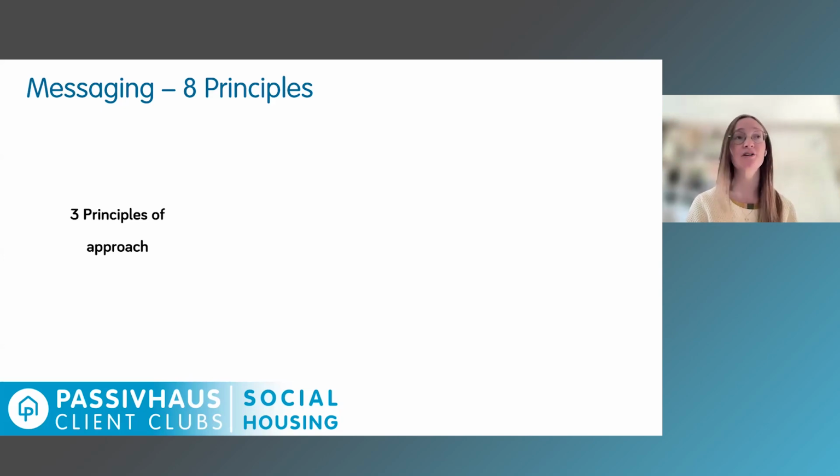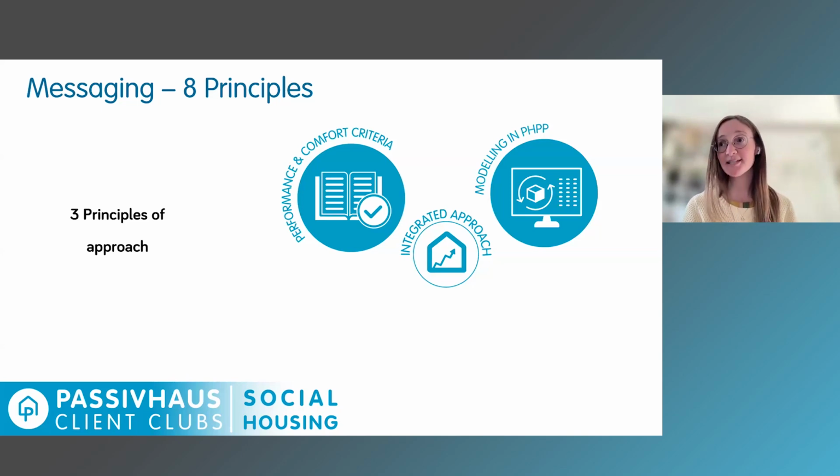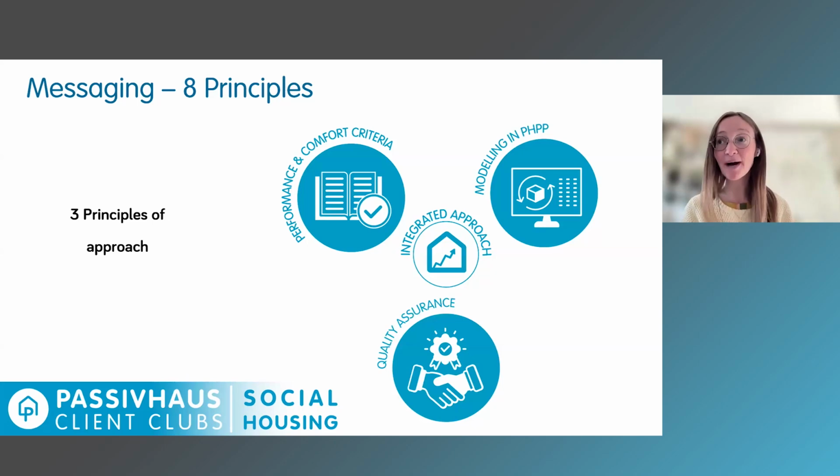So there's the 3 core principles of approach to create this integrated approach to delivering Passive House. The first is the very specific performance and comfort criteria, which we know if we deliver it, the building will be able to perform. We model our buildings in a very accurate tool, the PHPP, which allows us to know that we can meet those performance criteria and comfort criteria critically for the occupants. And that helps us to do that in the most cost-effective way if done well with an experienced consultant team. And then we have the quality assurance, and this is one of the great badges that Passive House is able to bring to a project, that whole piece around quality assurance.